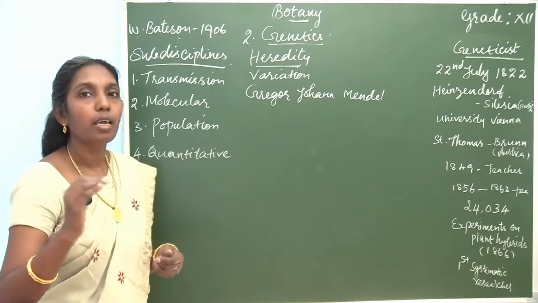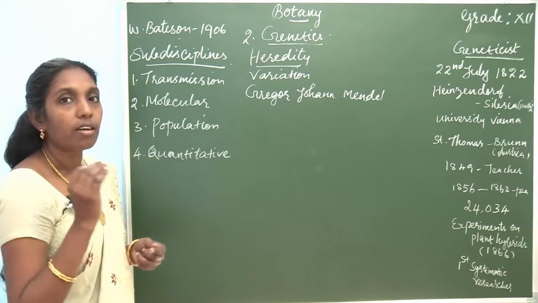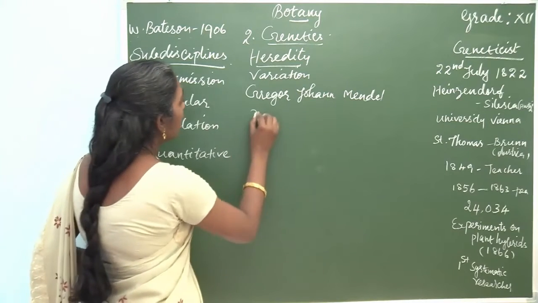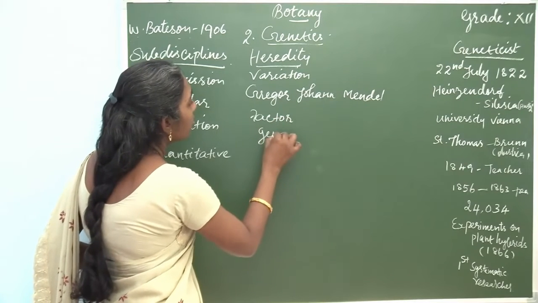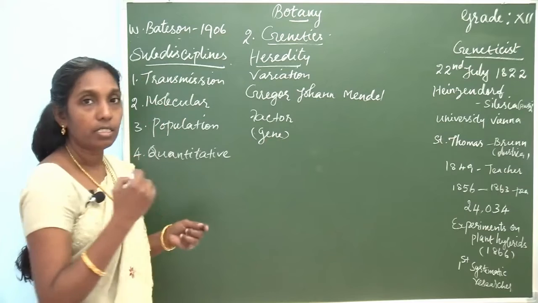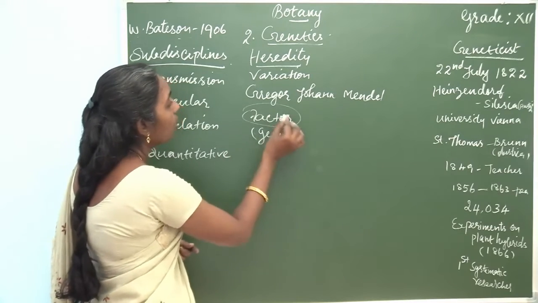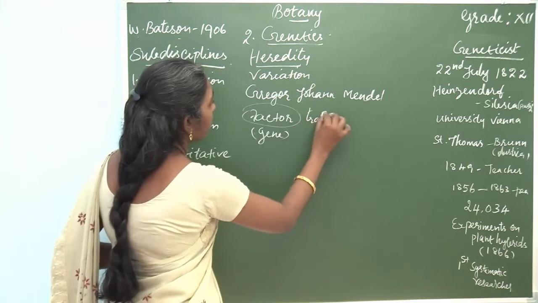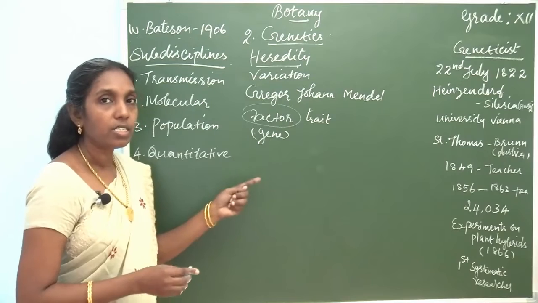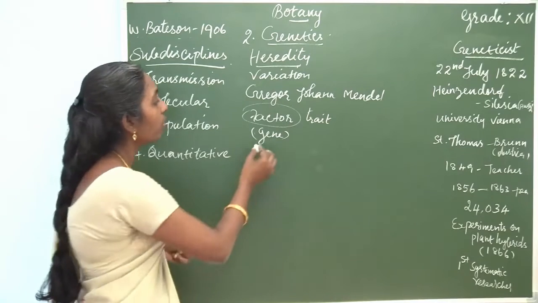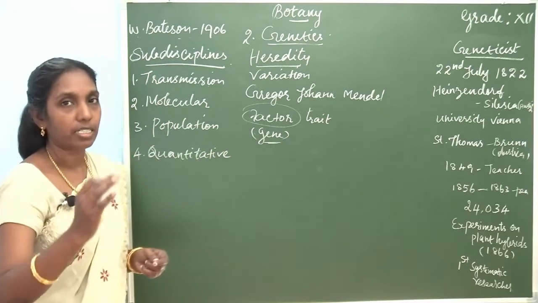Transmission, as the name indicates, is transmission genetics. The word character is represented as factor, or it is the gene. But in Mendelian genetics, we use the word factor or trait. All these traits and characters are located within the chromosome in the form of genes. So, these all represent the characters.